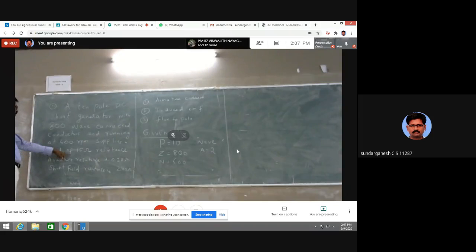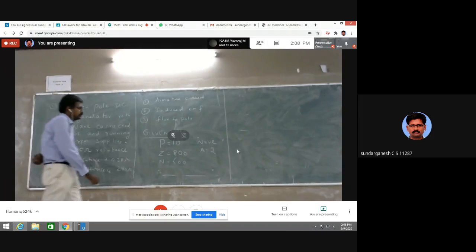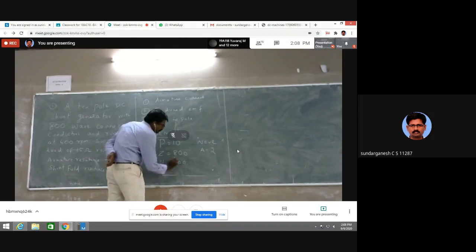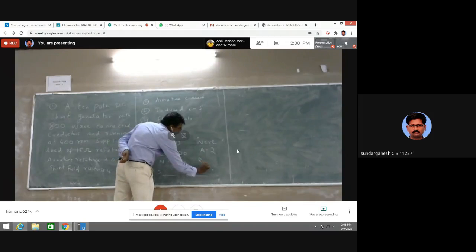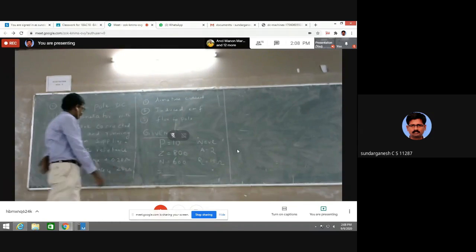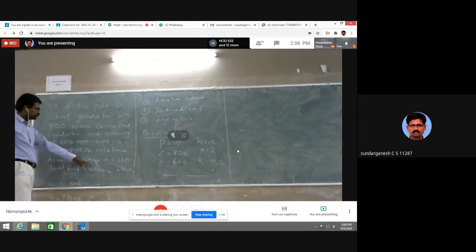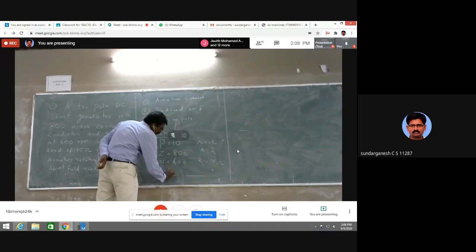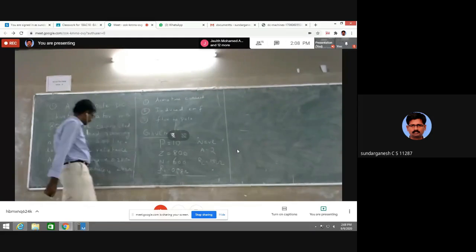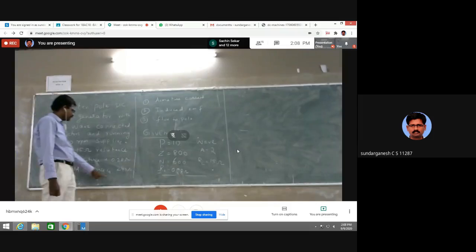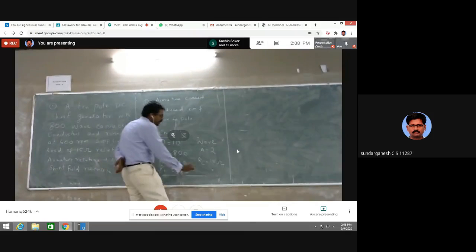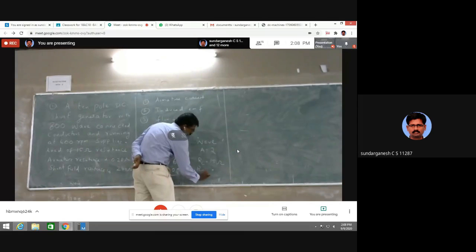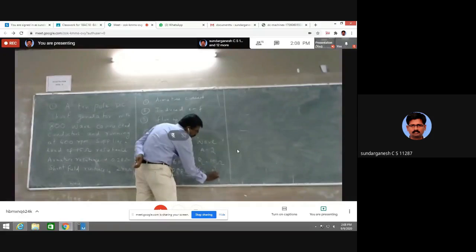They are given the load of 15 ohm resistance, so we can write RL equal to 15. Next, armature resistance is 0.28 ohm, so Ra equal to 0.28 ohm. Next, shunt field resistance is 240 ohm, so Rsh is equal to 240.